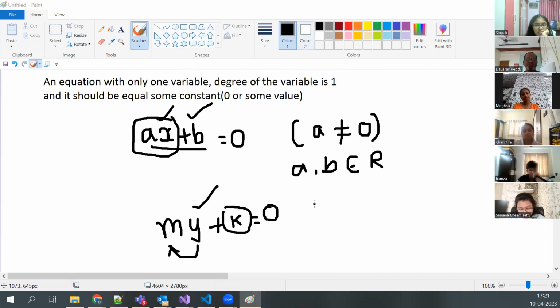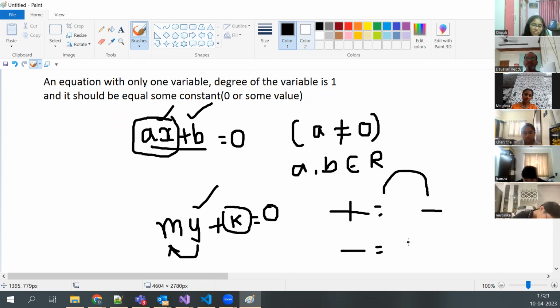Everyone, linear equation with one variable. How do we solve this? We know, but when we solve that, you might be remembering the basic things, right? Plus should go to the other side. What will it become? Minus. Minus going to the other side, what will it become? Plus, right?